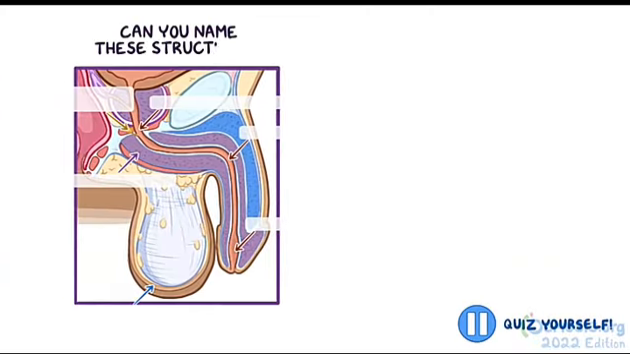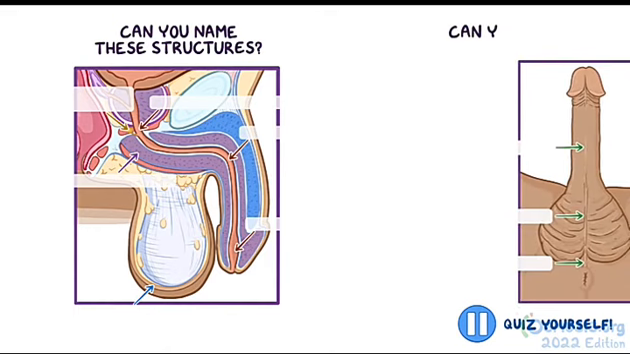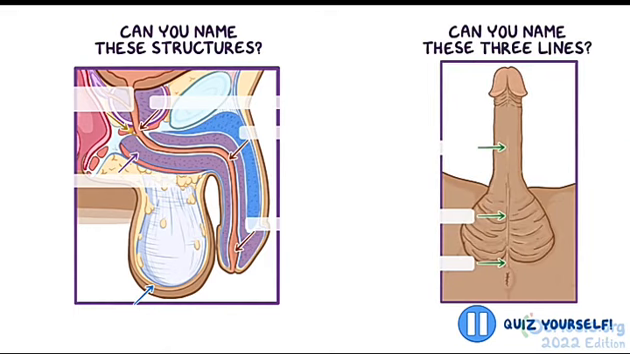Okay, now let's take a deep breath and have a quick quiz. Can you name these structures? Additionally, can you name each of these 3 lines?